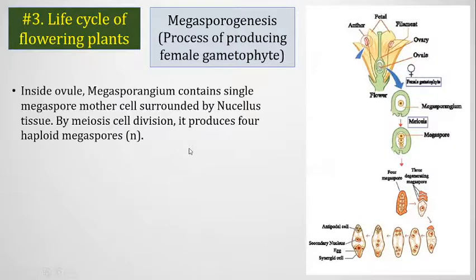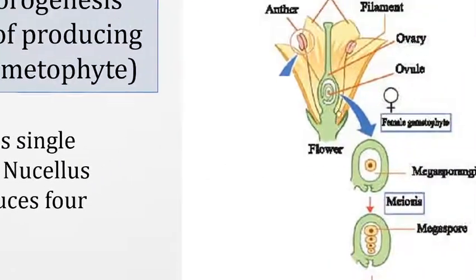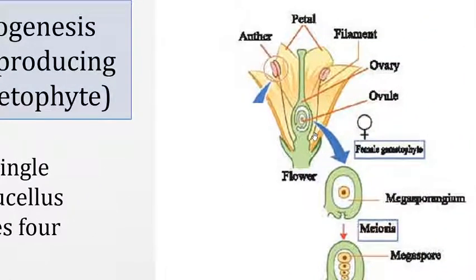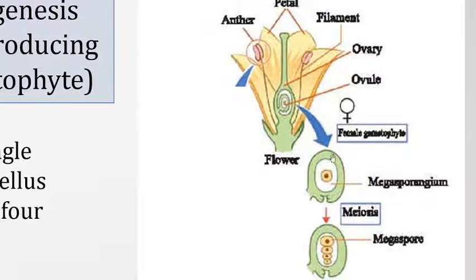We start from the ovule of the flower. Inside the ovule, the megasporangium, a sac, contains a single megaspore mother cell that is surrounded by nucellus tissue, and by meiosis cell division it produces 4 haploid megaspores. At first we start from the carpel, and inside the carpel there is the ovule, and here we see that this green part is called the nucellus tissue that surrounds the megasporangium.